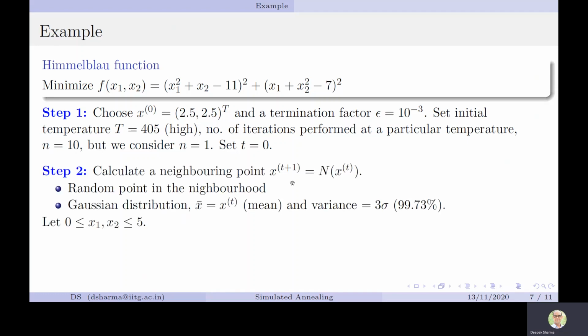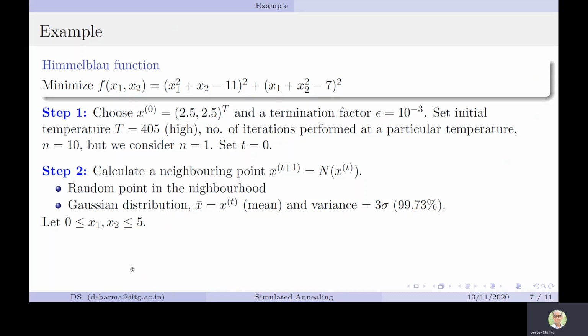So let us create the neighborhood point x t plus 1. This is created randomly. For creating a random point, we can use the Gaussian distribution. So again, you can see the probability distribution is used here. So we are bringing some stochastic behavior here. And let the current point be the mean. And suppose we have the variance 3 sigma. So we are deciding the variance of 3 sigma, and the current point will become the mean.